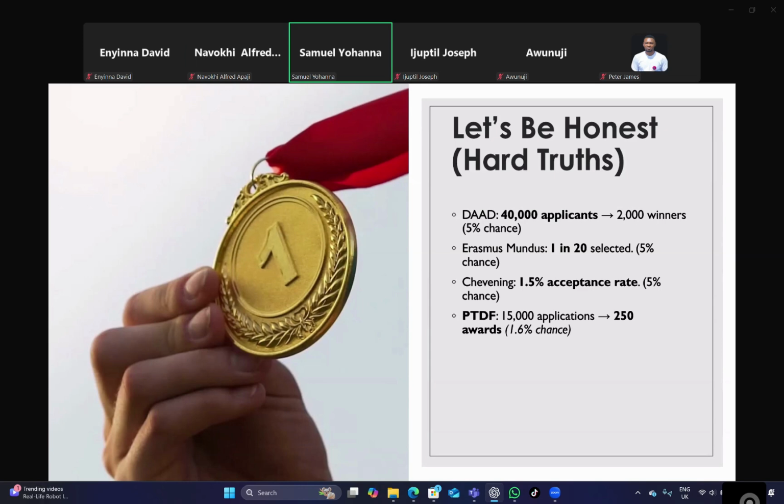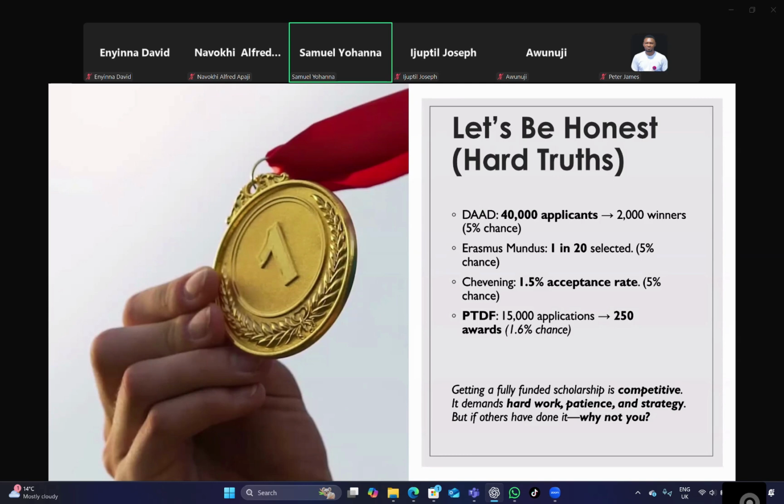You also have the PTDF, which is currently ongoing. I will talk about it a bit later. For example, I think last year it was about 15,000 applications, and at the end of the day, they only picked 250 or thereabouts. And the chances of you getting the scholarship is like 1.6% if we are to bring statistics into the whole scenario. It's very difficult out there.